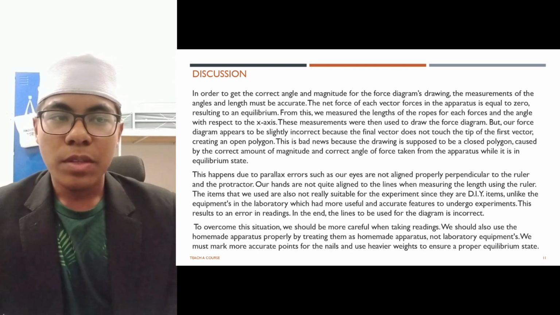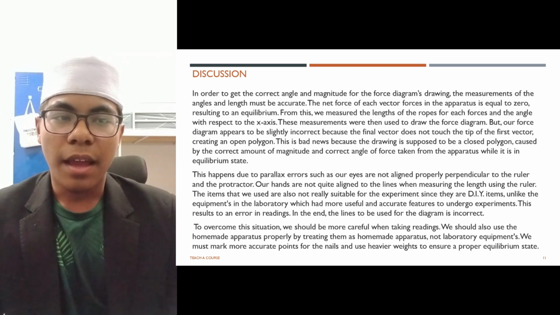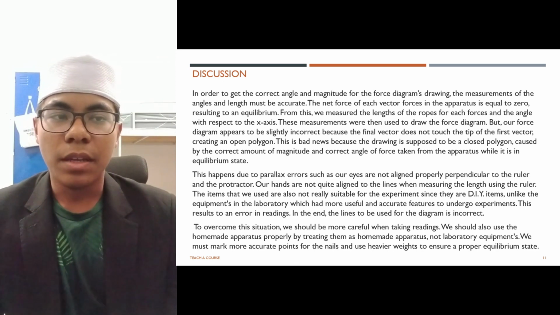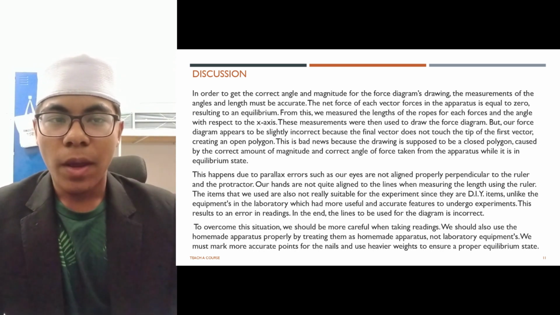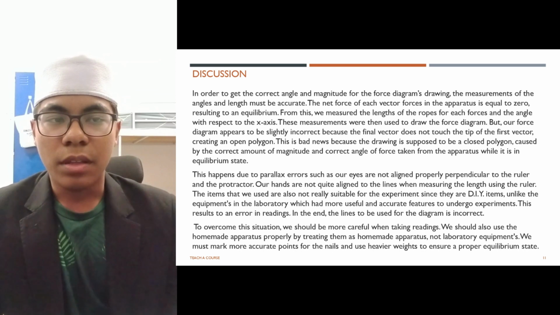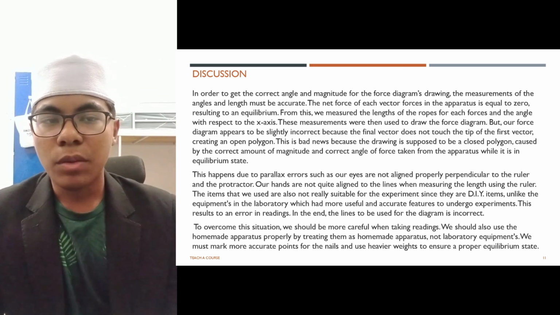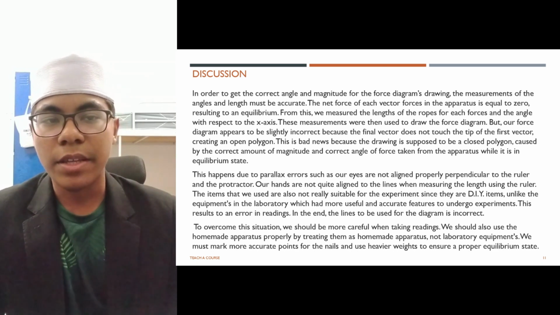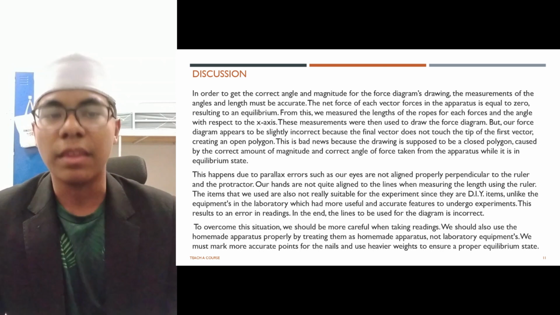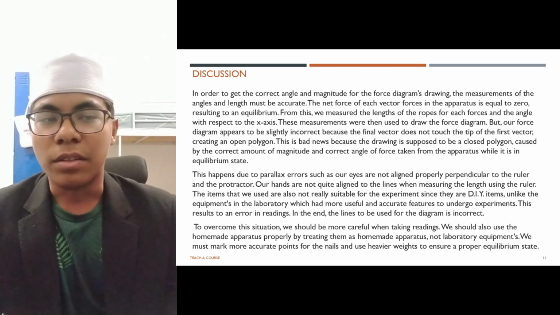From this, we measured the length of the rope for each force and the angle with respect to the x-axis. These measurements were then used to draw the force diagram, but our force diagram appeared to be slightly incorrect because the final vector does not touch the tip of the first vector. This is bad news because the drawing is supposed to be a closed polygon.